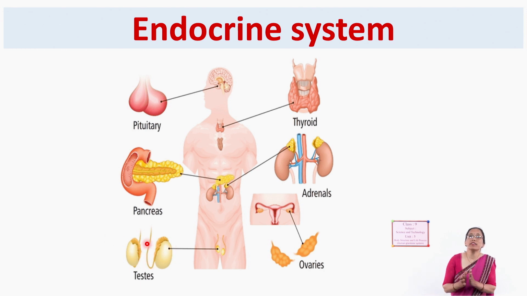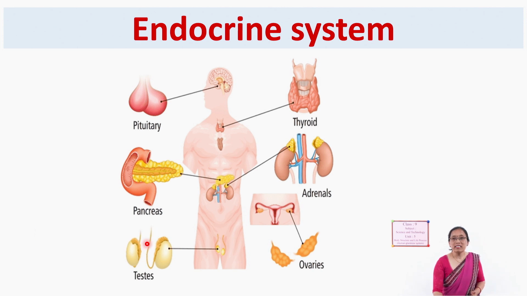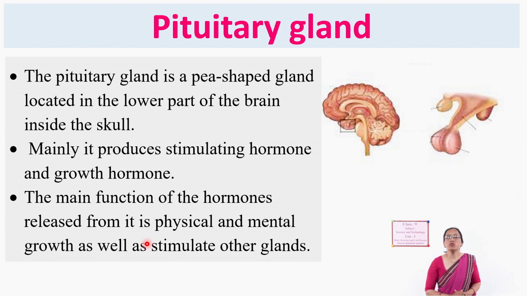These are the different glands which play a major role in our physiological functions. So, these glands we will discuss one by one in detail. Okay, the first one is the pituitary gland. Just now we have seen the location of the pituitary gland.